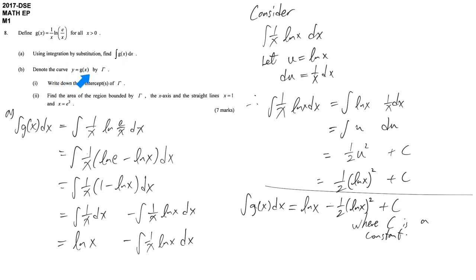There is a curve, that means this function curve, and we have to write down the x-intercept. This is just a core math question: for the x-intercept, y is equal to 0. So that means 0 is equal to g(x), and then we are going to solve for the x that fulfills the requirement.